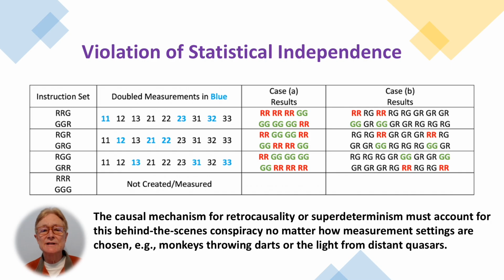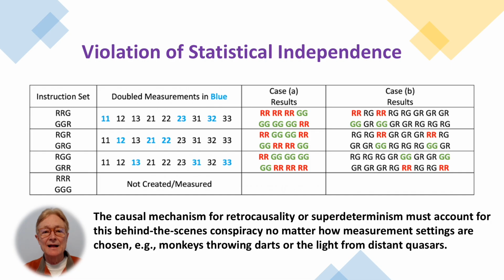When the instruction sets are red, green, red, or green, red, green, they choose measurement settings 1, 2, 2, 1, and 2, 2 twice as often as the other 6 possible measurement setting pairs. Finally, when the instruction sets are red, green, green, or green, red, red, they choose measurement settings 1, 3, 3, 1, and 3, 3 twice as often as the other 6 possible measurement setting pairs.